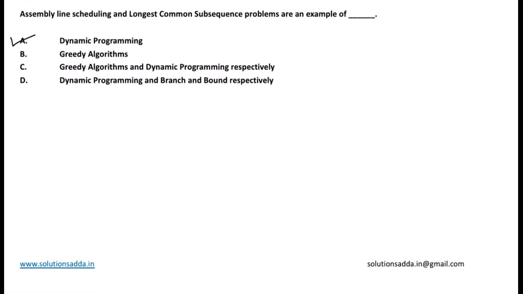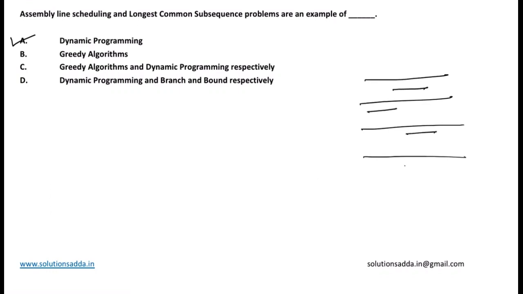What is longest common subsequence problem? So longest common subsequence problem is the problem of finding the longest common subsequence in a set of sequences. So if there are multiple set of sequences, among this we need to find out the longest subsequence which is common to all this. And assembly line scheduling is the problem of finding the best route or the fastest route from all the assembly line.